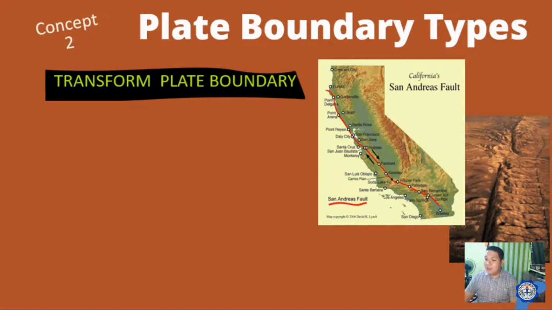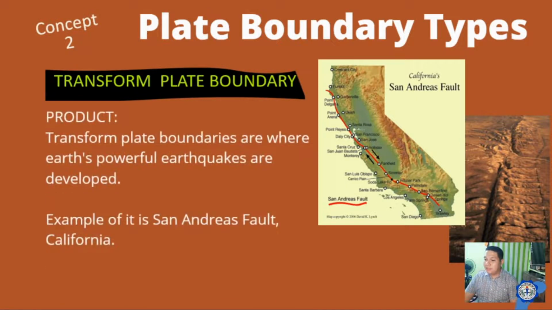So an example of a transform plate boundary is the San Andreas Fault in California, which is the world's largest active fault. The transform plate boundaries are where Earth's powerful earthquakes are developed.